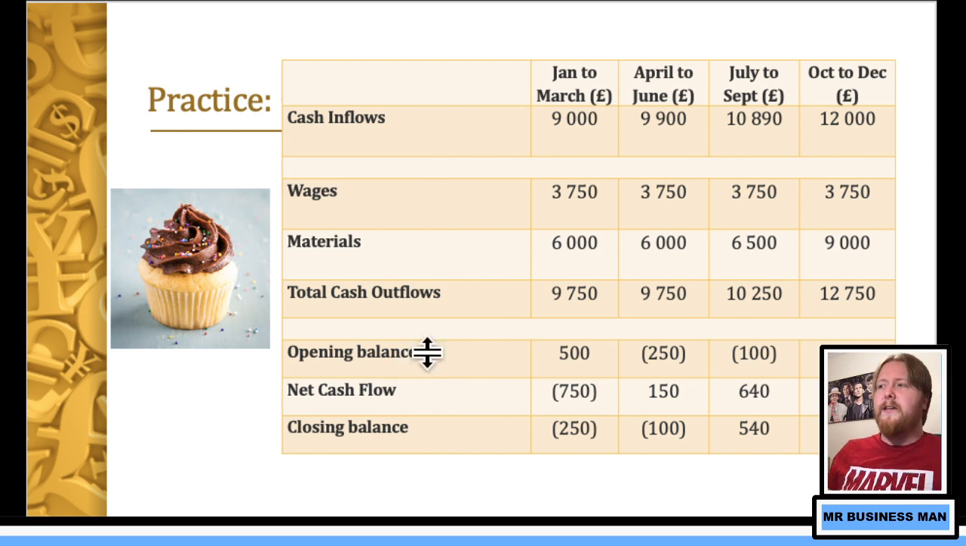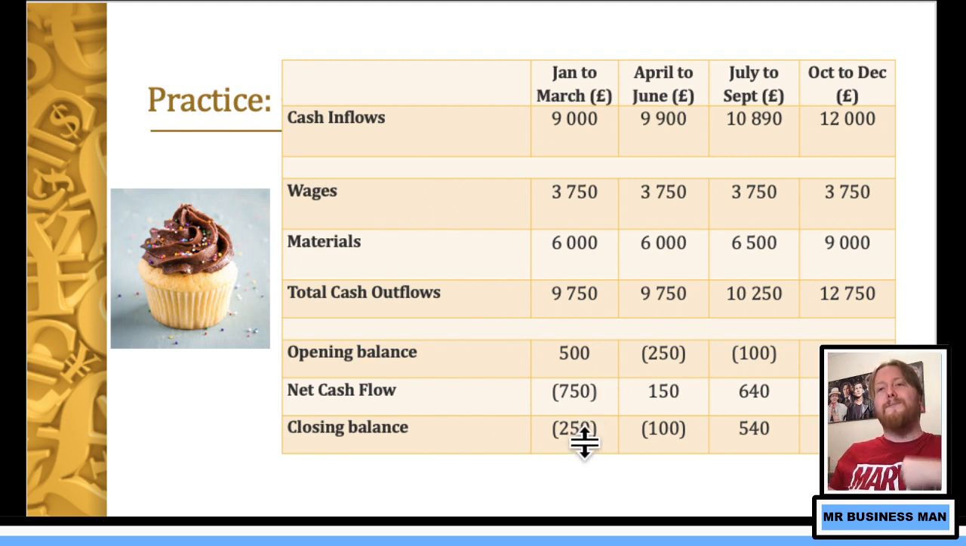Let's just do it one more time. We start with 500. We look at what actually happened this month. Well, we made 9,000. We spent 9,750. That gives us minus 750. We started with 500. We take off the 750. That gives us minus 250.